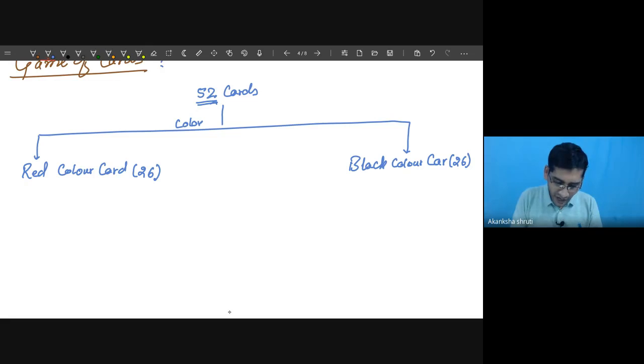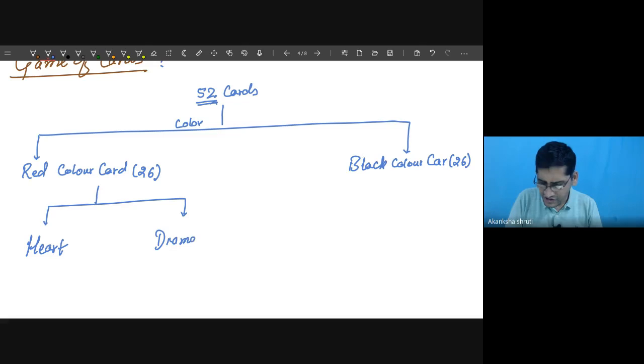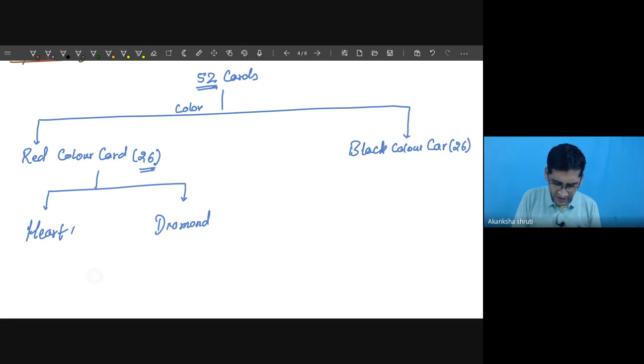Again, out of these red color cards, half of them are grouped into one group called heart, and the other group is called diamond. Means the 26 is now divided into two: 13 red color cards are of the heart, and 13 red color cards belong to diamond.